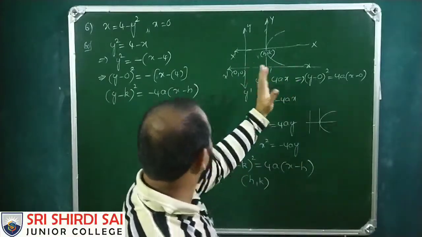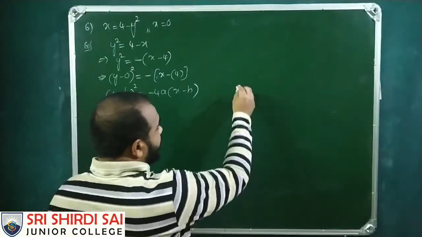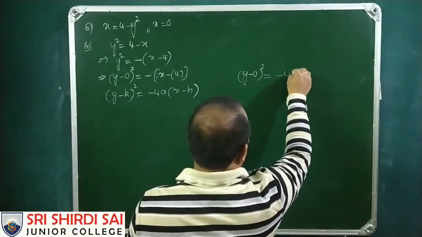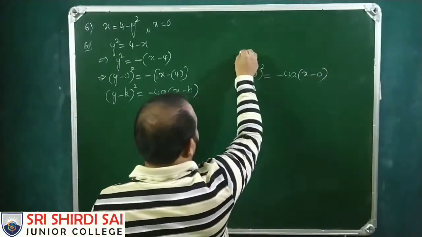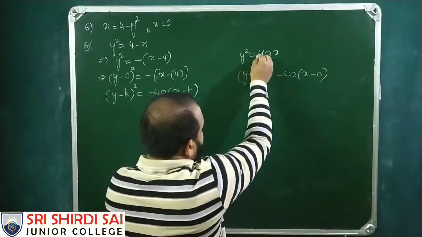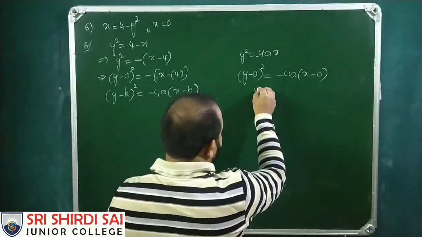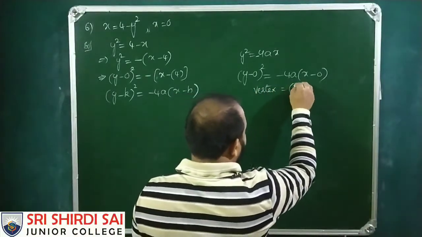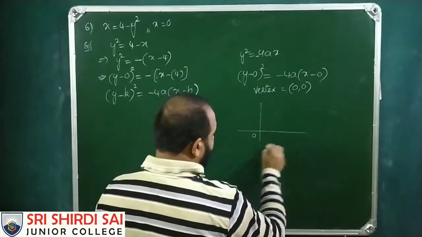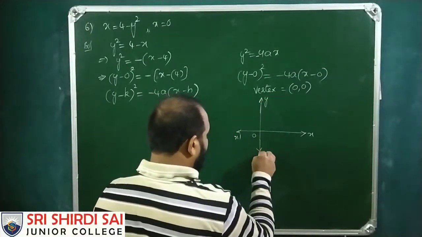Okay, so let us compare this. y minus k whole square equals minus 4a into x minus h. Yes, y minus 0 whole square equals minus 4a into x minus 0. So this is nothing but the y square equals minus 4x parabola. It can be written like this. Therefore its vertex is at the origin. That means this is the parabola, with the origin, x, negative x dash, y, negative y axis.